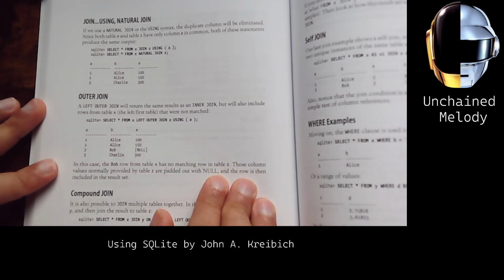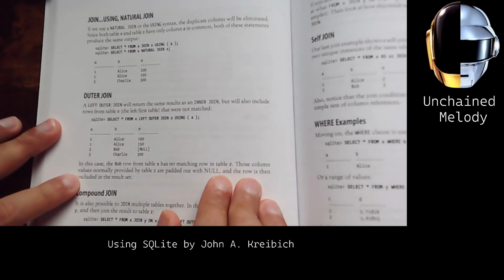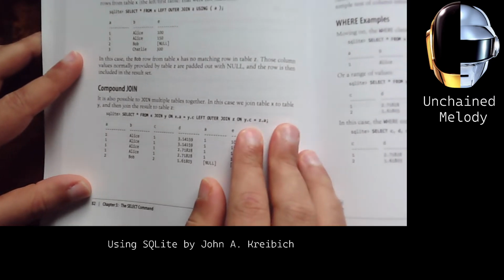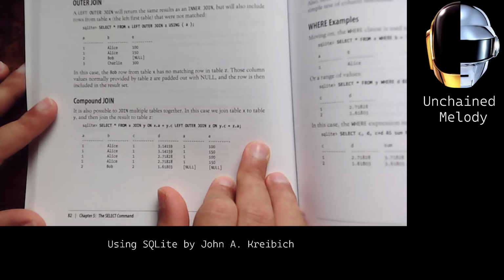Outer join. A left outer join will return the same results as an inner join but will also include rows from table X, the left or first table, that were not matched. Select star from X left outer join Z using A. In this case, the Bob row from table X has no matching row in table Z. These column values normally provided by table Z are padded with null, and the row is then included in the result set.